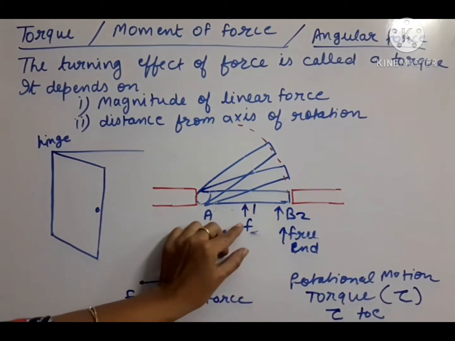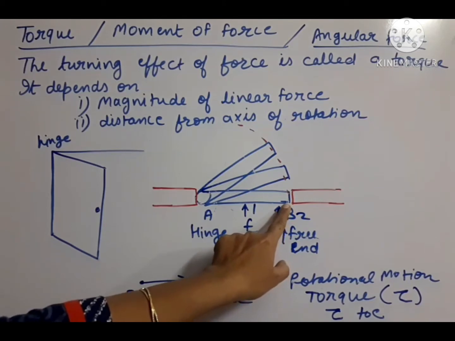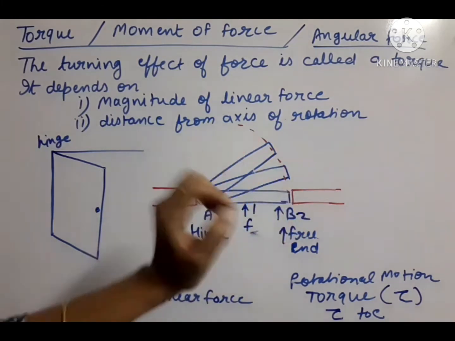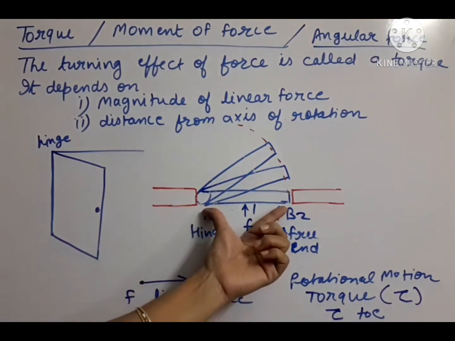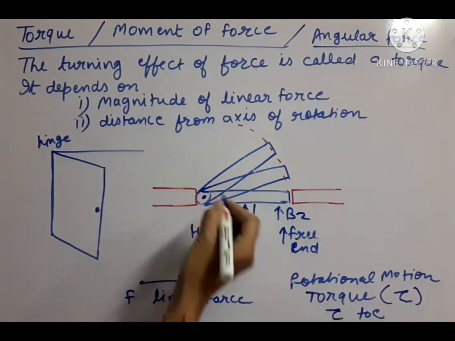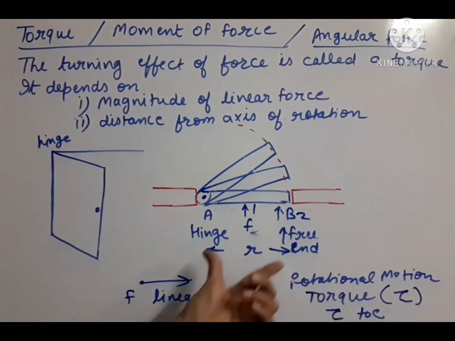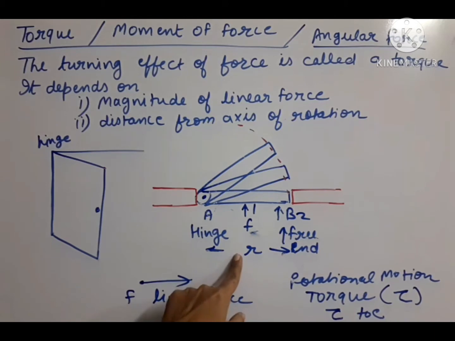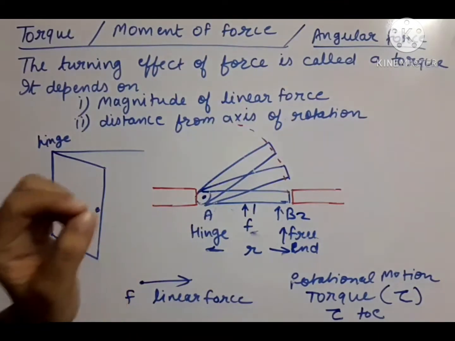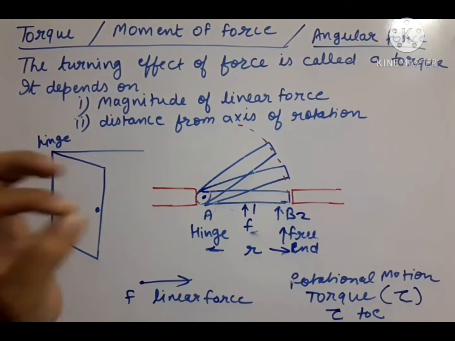So now you see, if the force is applied at the midpoint of the door, or if the force is applied at the end, the free end of the door, where will it be easy to move or rotate the door? So obviously it is easy when we are applying the force at the free end. So from this fixed end, this distance where we are applying the force also matters. This distance we can call r. So the distance from the axis of rotation also matters. That also plays an important role in applying the turning effect.